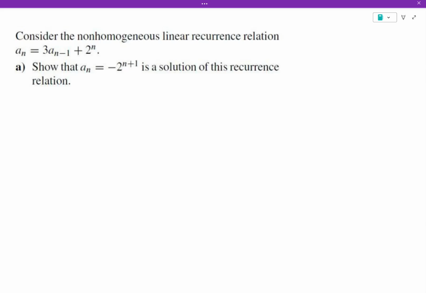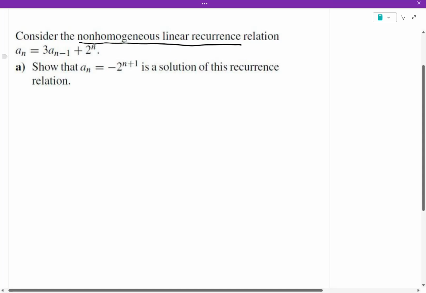In this video, we're going to look at verifying the solution of a recurrence relation. It says consider the non-homogeneous linear recurrence relation given here. It's non-homogeneous because of the plus 2 to the power of n being added onto our subscript terms, and it's linear because none of our subscript terms are being multiplied together or raised to a power.